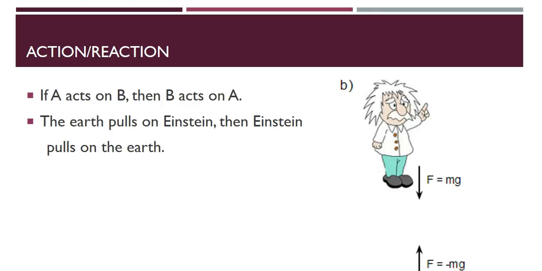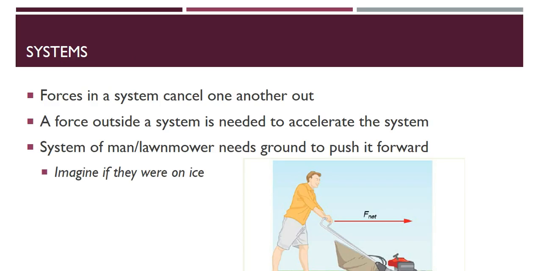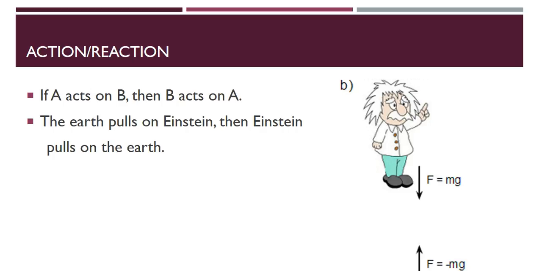Here's another one. The Earth pulls on Einstein and Einstein pulls on the Earth. Again, the size or magnitude of the forces are equal and the direction is opposite. The last thing to remember on this standard is this idea that these action-reaction forces do not cancel each other out.